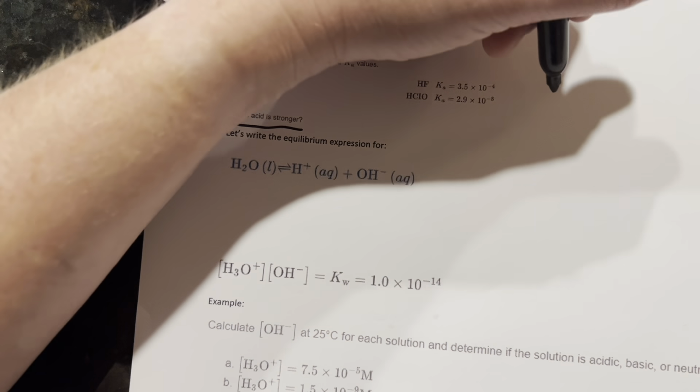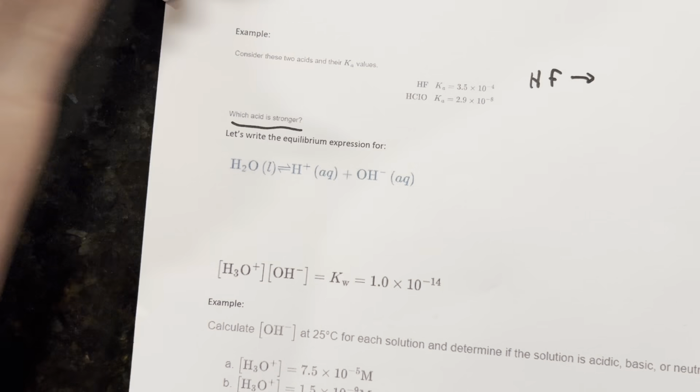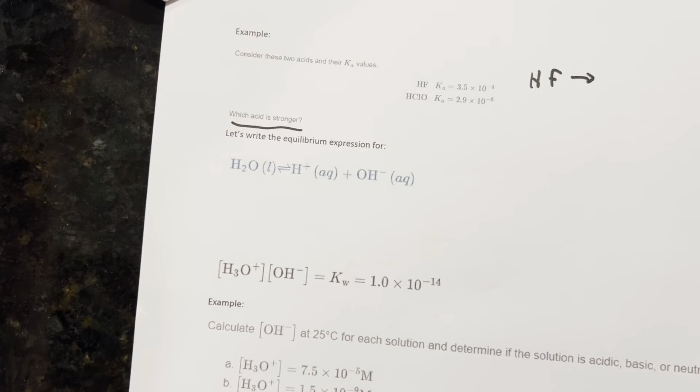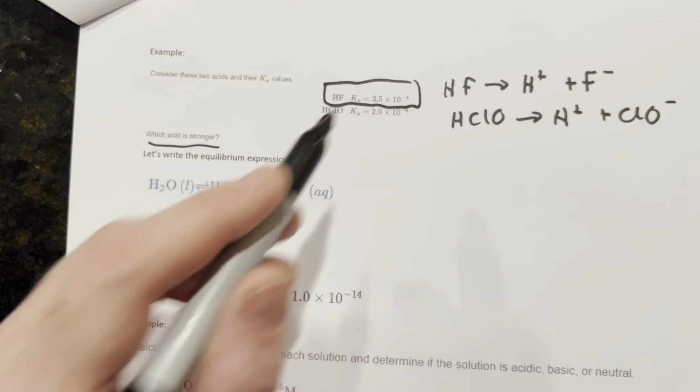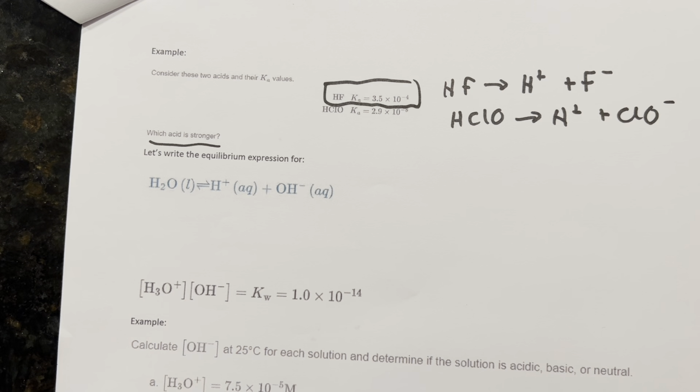Again, we know that each of these in water would break apart into H plus. This one would be H plus and F minus. And this one right here would be HClO breaking apart into H plus and ClO minus. Okay. It's telling you that if you were to write this in an equilibrium constant, products over reactants, it would be 2.9 times 10 to the negative 5, and this one would be 3.5 times 10 to the negative 4. That is why this one is stronger, because it is a bigger Ka. Larger Ka tells you there's more products. All right.